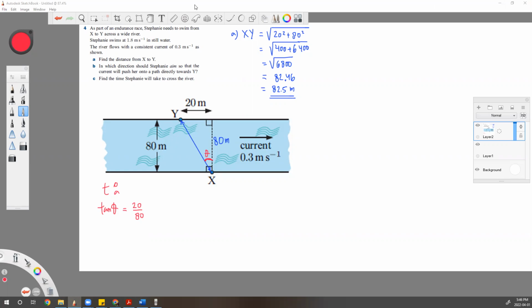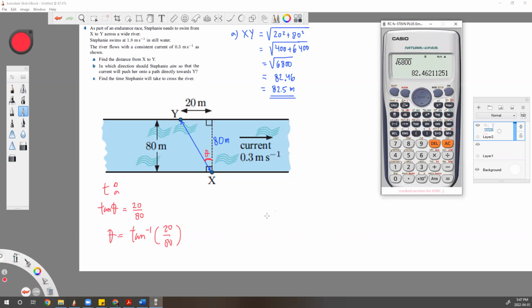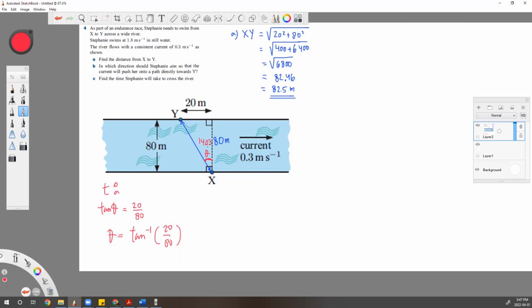Okay, continue. So if you are finding theta, you need to use tan inverse of 20 over 80, right? So the theta would be found easily. Shift tan 20 over 80. 14.03 degrees, right? But this is not the answer yet. This is only the helping angle. 14.03 degrees. Now, the other one will be like this.